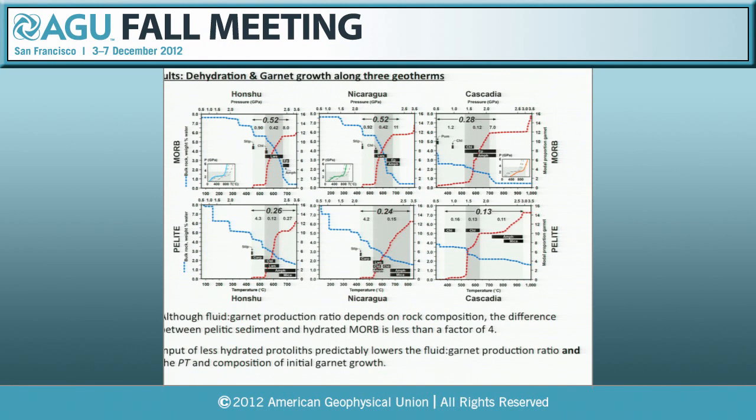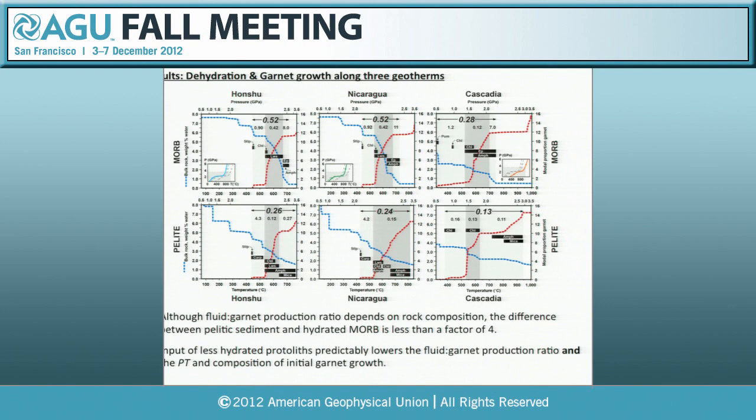Some more interpretations. Although the ratio depends strongly on rock composition, even going all the way from a MORB to a pelite, the difference in these ratios is never more than about a factor of 4. We've done some more sensitivity testing on other variations in MORB composition and variations in pelite composition, and these results are relatively robust. It turns out that very small changes in the bulk composition of, say, potassium are very important, but moderately large changes, say in the iron-magnesium ratio, don't make a substantial difference.